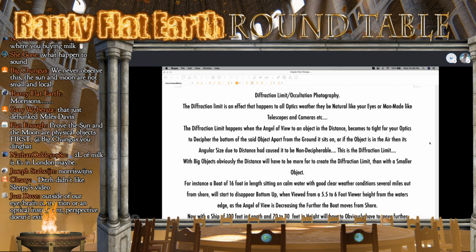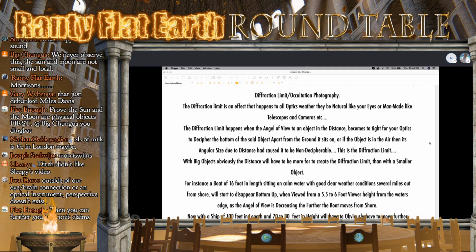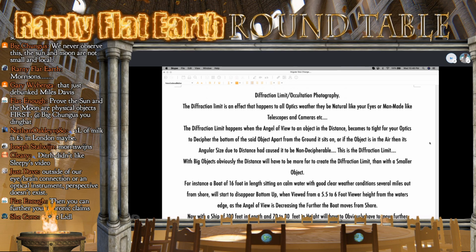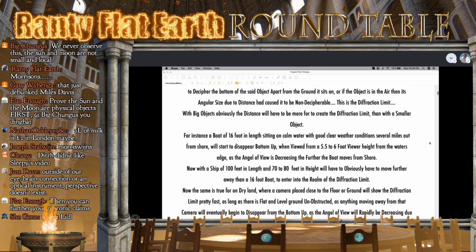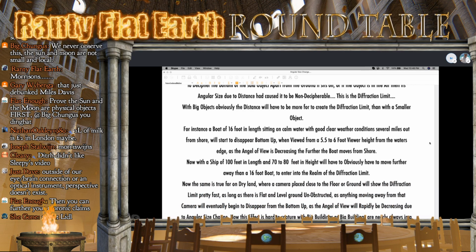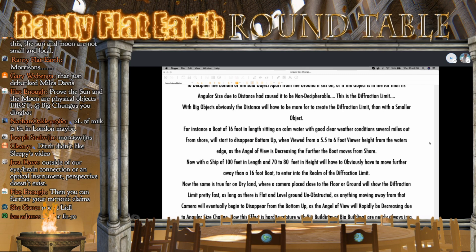With big objects, obviously, the distance will have to be more to create the diffraction limit than with a smaller object. For instance, a boat of 16 foot in length sitting on calm water with good clear weather conditions several miles out from shore will start to disappear bottom up when viewed from a 5.5 to 6 foot viewer height from the water's edge, as the angle of view is decreasing the further the boat moves from shore.